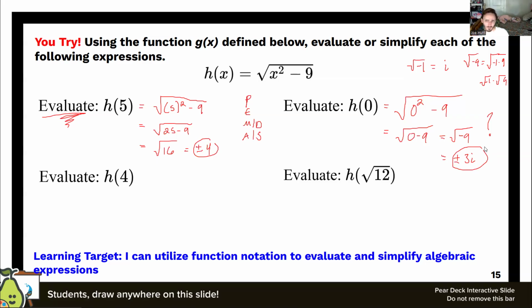You should have seen that in Algebra 2. If you haven't quite seen that recently, if that's feeling a little wonky, I wouldn't panic. We'll continue to review imaginary and complex numbers as time goes on. It's just kind of a nice little Easter egg here.